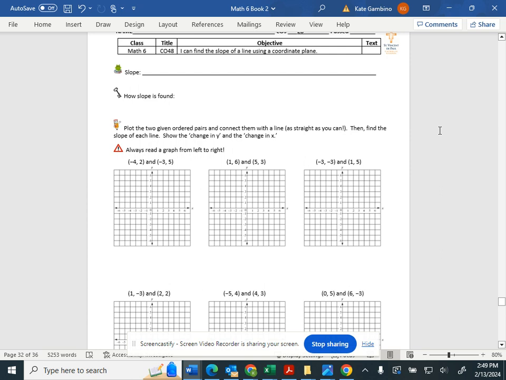Good morning. Today we are working on CO48. I can find the slope of a line using a coordinate plane. So in order to do this, we need to know what a slope is. The slope is how a line moves across the coordinate planes.